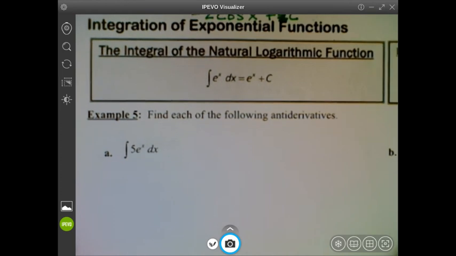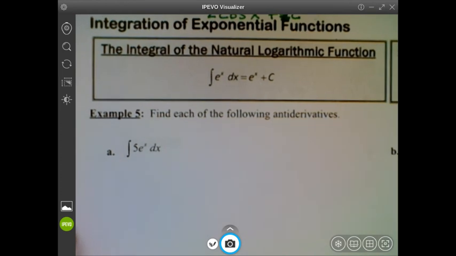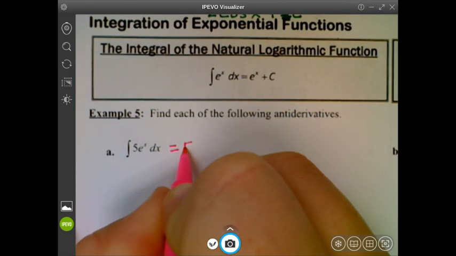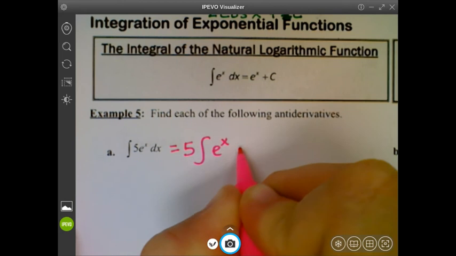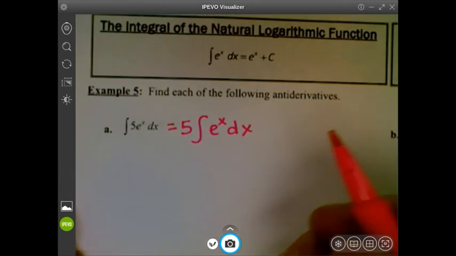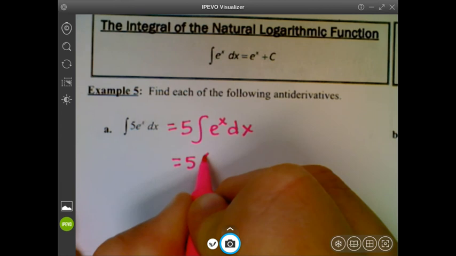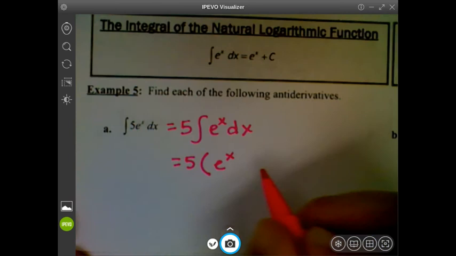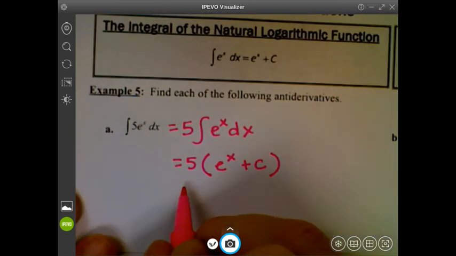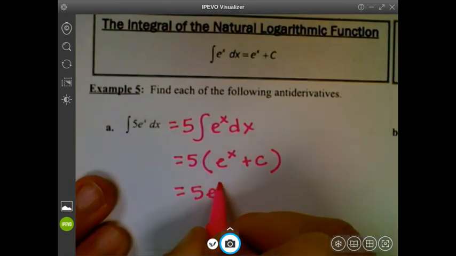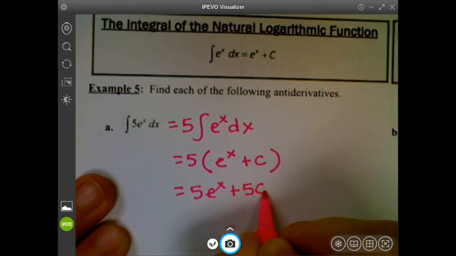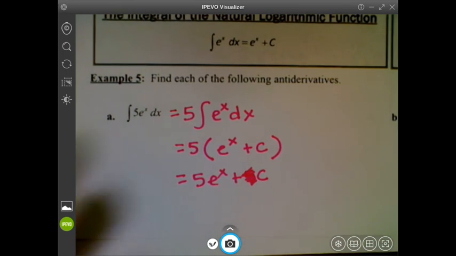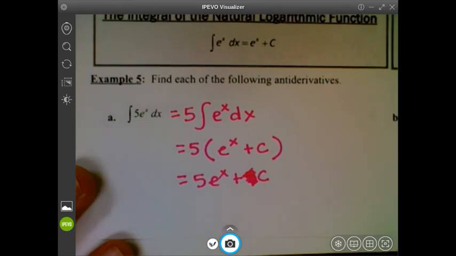All right. So 5e to the x can be written as, because we don't know the integral of 5e to the x, 5 times the integral of e to the x dx. So that 5 can move outside. So this would be 5 times the integral of e to the x, which is e to the x plus the constant. And what we have here is 5e to the x, and this would be plus 5c, but we don't really care if we take a constant and multiply it by other constants. We just tie that up into 1c. So this is 5e to the x plus c.